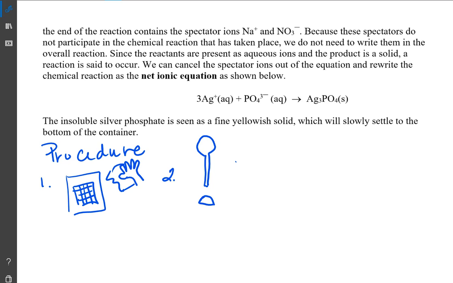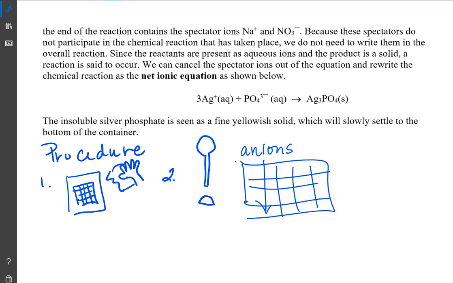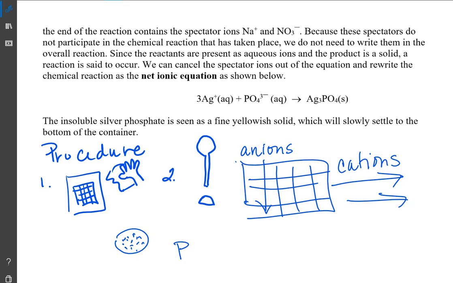So step 2, you'll be putting the anions, which are the negative ions, into your grid going down, and then you'll be putting the cations into the grid going across. You're then going to look for that cloudiness, and if you have cloudiness in there, that means you've got pieces of solid swimming around, and you're going to record it as precipitate, PPT. Otherwise, you leave it blank. Then wipe your laminated sheet off, and you are done.